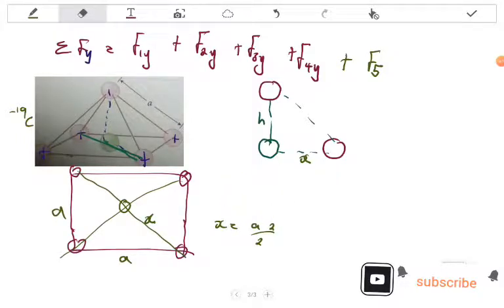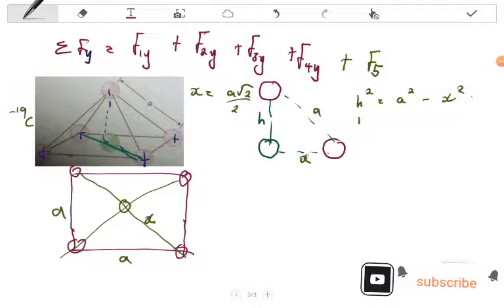So after getting our x, we can find h. What's h? By doing that, we can use the theorem of Pythagoras again, because we know that this is a, and this is a. So therefore now we have h squared is equal to a squared minus x squared, right? So h squared is equal to a squared minus x squared, which is going to be a squared multiplied by 2 over 4, right?